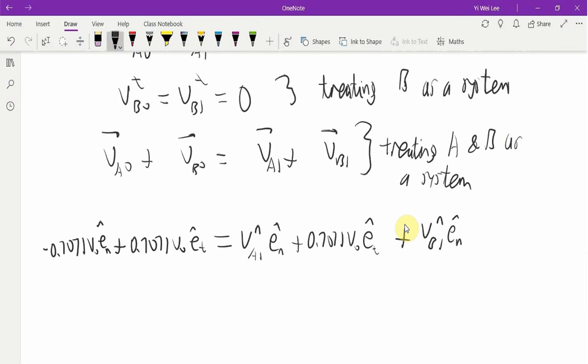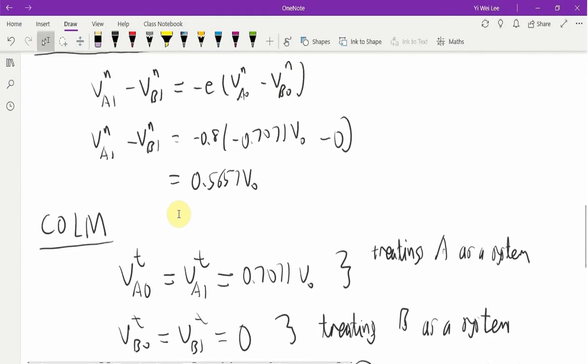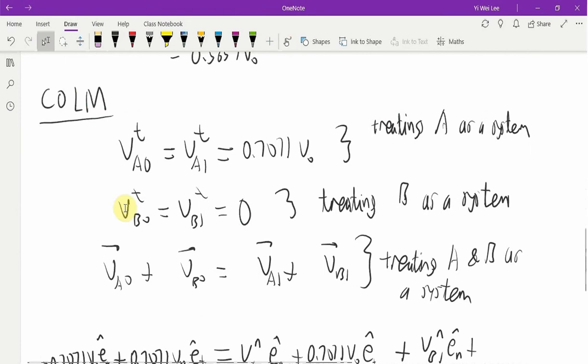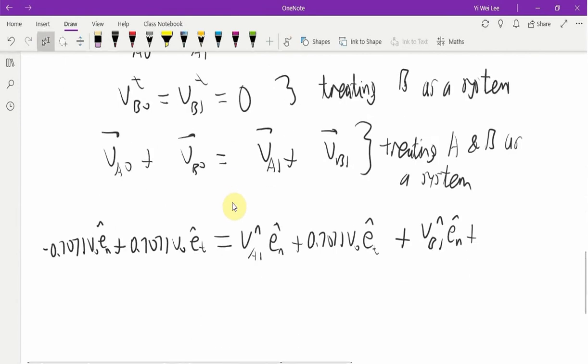But we know something about VB1T, right? VB1T is precisely this one. This is VB1T, which is 0. So we know only VB1N is like this.